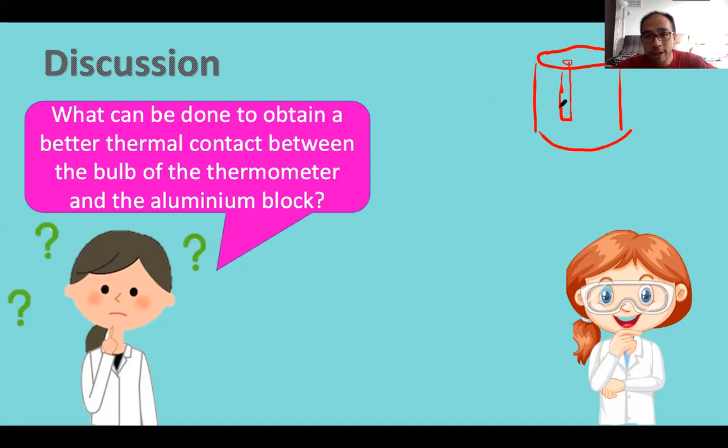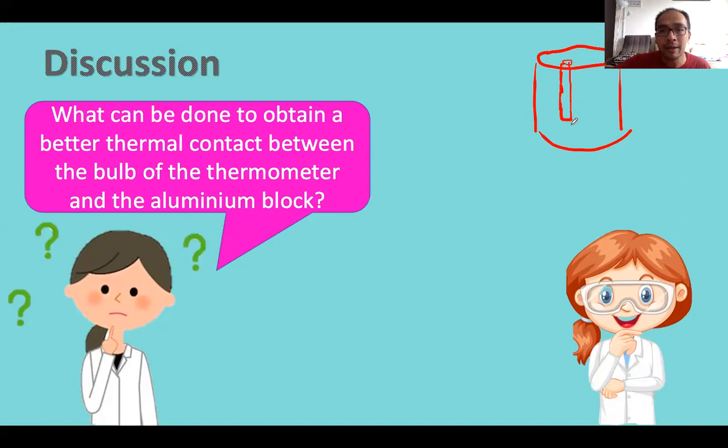So the hole is where you put the thermometer in to measure the temperature lah. But the problem is the hole is pretty big lah. Okay, it's not like you just push the thermometer in, because thermometers come in many different sizes. So the hole in here has to be quite big to fit a bigger thermometer.